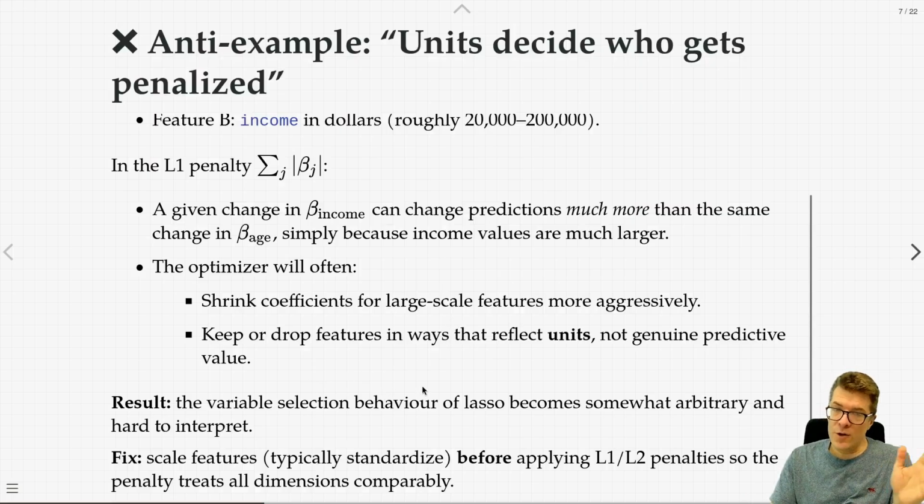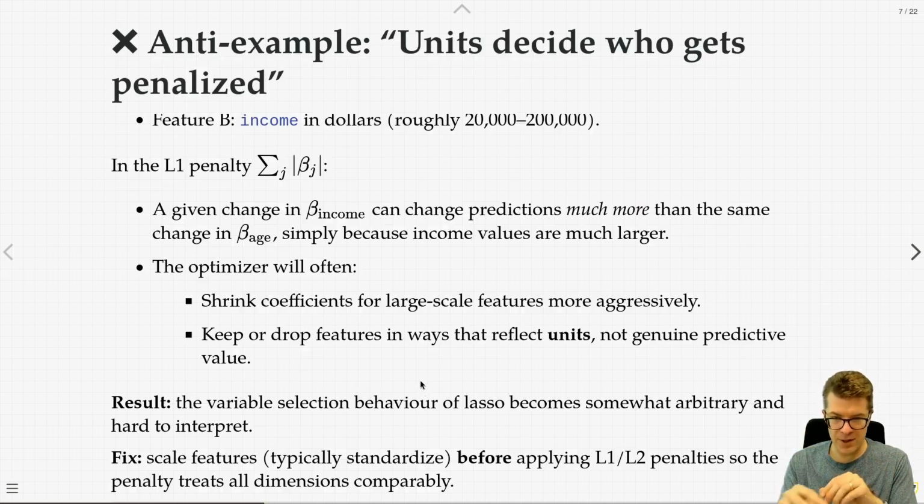So when we're doing L1 and we're selecting features by setting some of their betas to 0, everything will be very arbitrary. It'll be based on something that's not very data dependent, which is what we want. It'll be based on something else, which is no good.